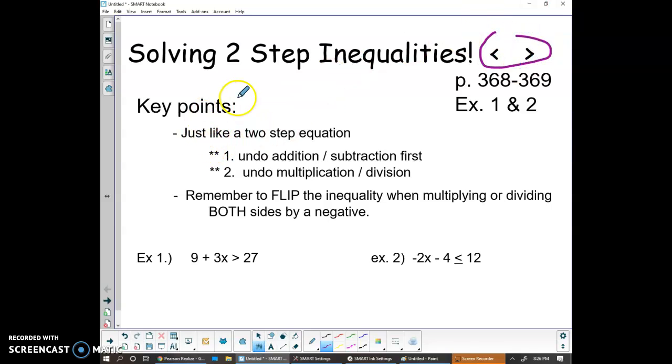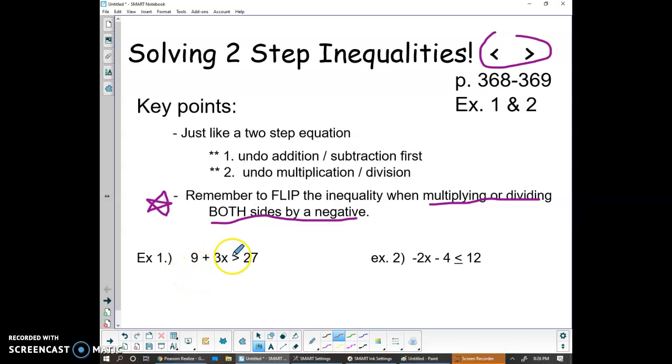Solving two-step inequalities is very similar to solving a two-step equation. First, you want to undo addition and subtraction. Then you want to undo multiplication and division. One thing different than regular equations is that occasionally you have to flip the inequality when you multiply or divide both sides by a negative, and that's only for multiplying and dividing. So let's look at an example of a two-step inequality.